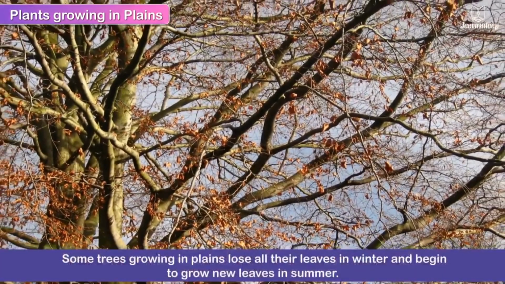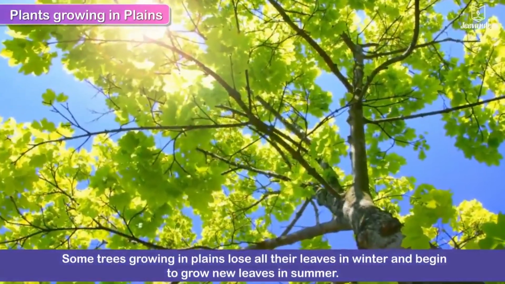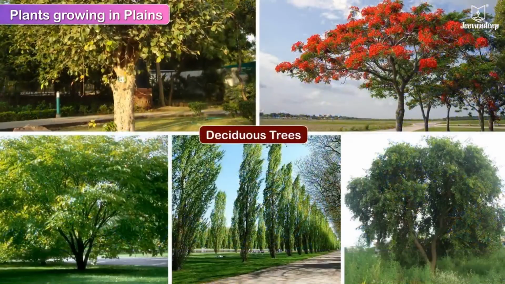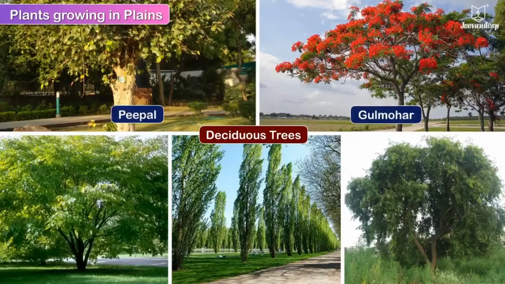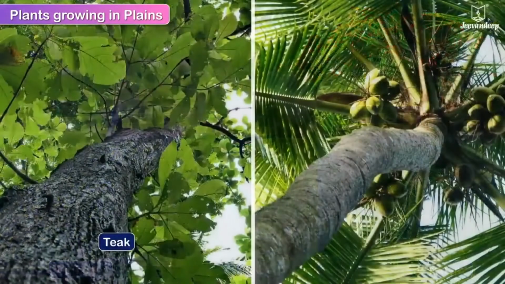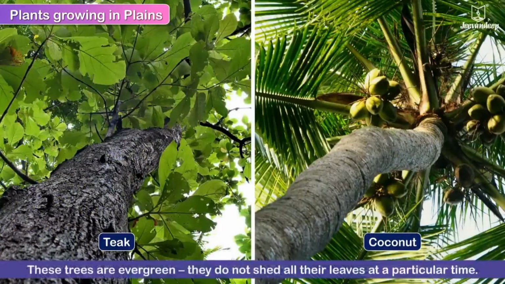Some trees growing in plains lose all their leaves in winter and begin to grow new leaves in summer. Such trees are called deciduous trees. Peepal, gulmohar, mulberry, poplar, and shisham are some deciduous trees. Teak and coconut trees grow in the hot and wet areas of the plains and are evergreen. They do not shed all their leaves at a particular time.